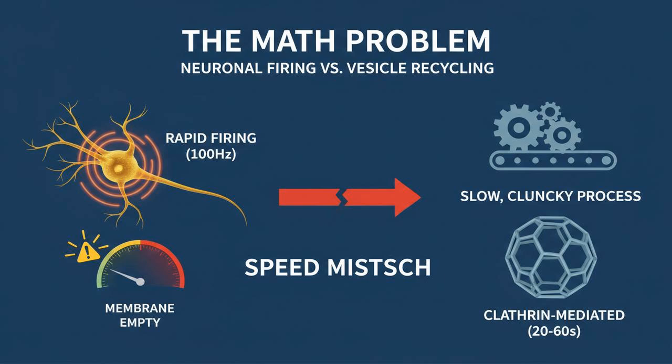This presented a mathematical problem. Neurons can fire at 100 Hz, or 100 times a second. If recycling took 20 seconds, the nerve terminal would run out of membrane in seconds. The math simply didn't add up.